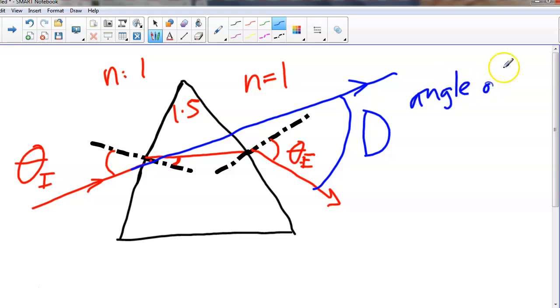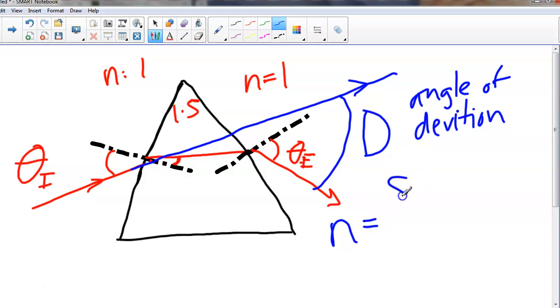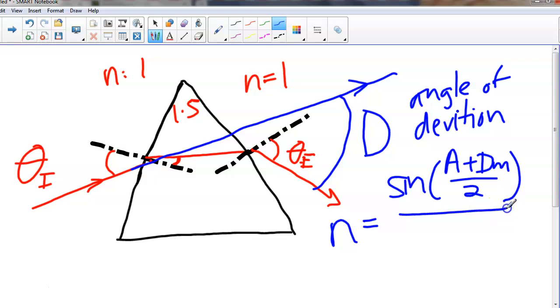So why is that important? Well, it turns out that you can relate the angle of deviation to n. Say you don't have a glass prism, you have a plastic one or something, you can figure out the index of refraction if you know the minimum angle of deviation. So the equation goes like this: n equals the sine of (A plus dm) divided by 2, over the sine of A over 2.